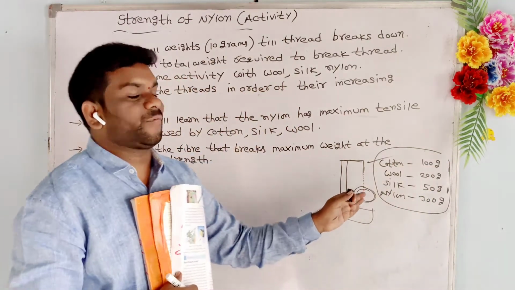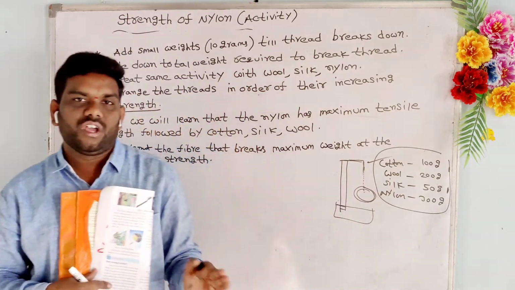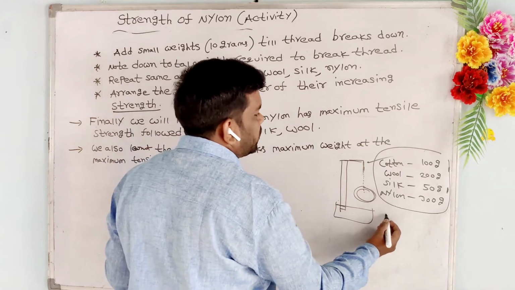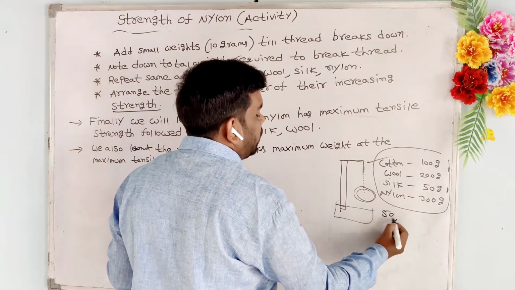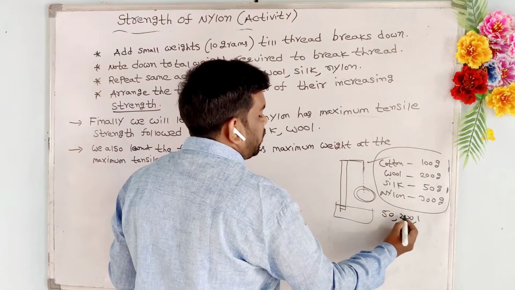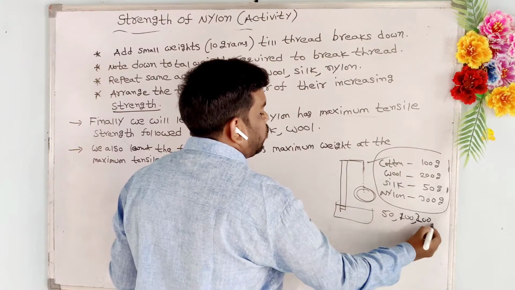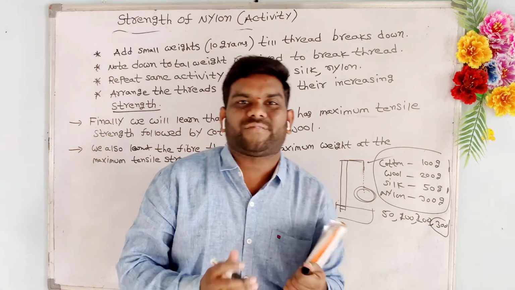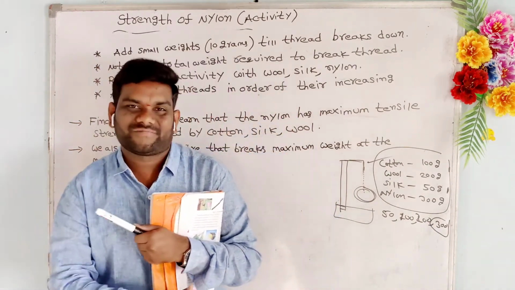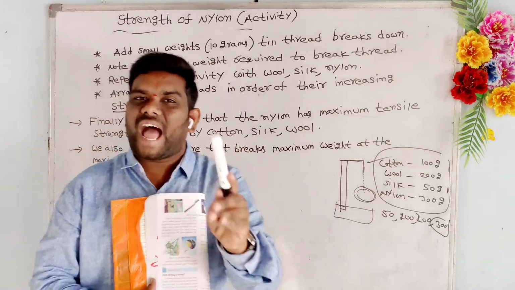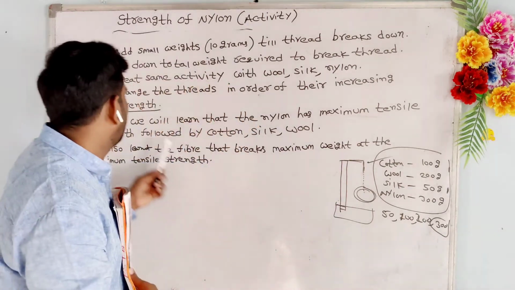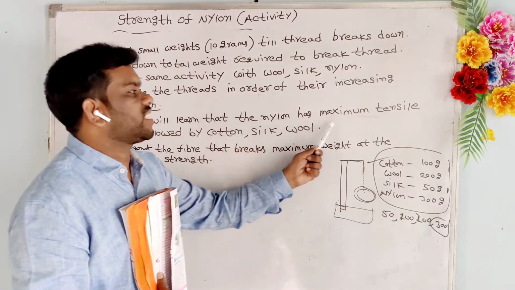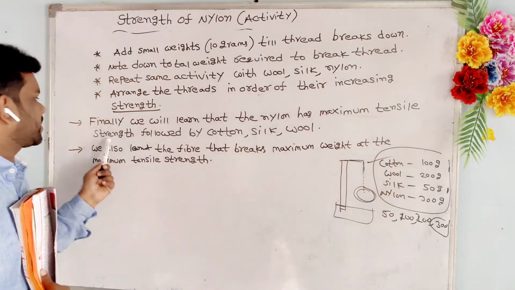If we note down the different weights like this, what is the increasing order? Increasing order means small to big. So 50, 100, 200, 300. So more weight, more strength has nylon. So overall this activity you observe that, finally we will learn that nylon has maximum tensile strength.